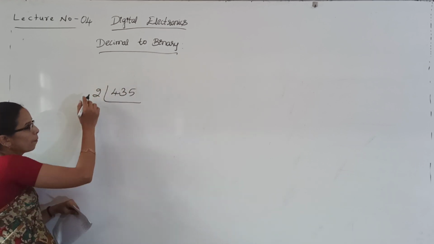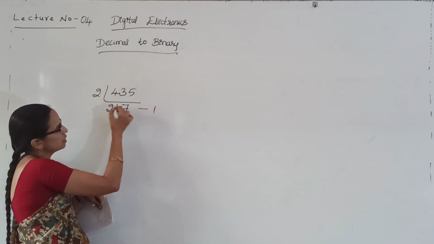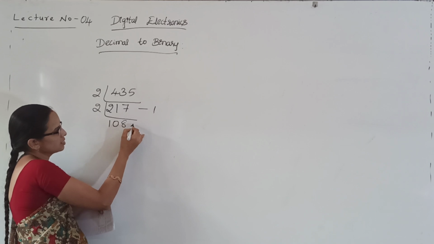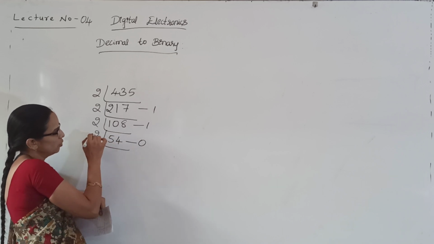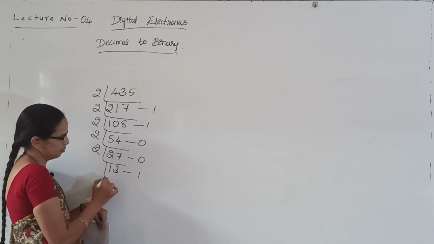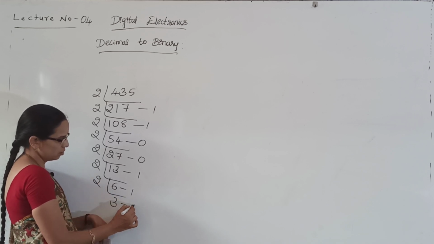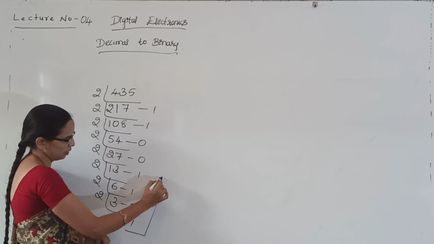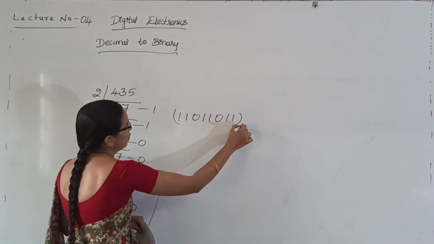Divide this by 2. 2 twos are, 2 ones are, 2 sevens are, 1 is the remainder, 2 ones are 0, 2 eights are, 1 is the remainder, 2 fives are, 2 fours are, 0 is the remainder, 2 27s are, 0 is the remainder, 2 13s are, 1 is the remainder, 2 6s are, 1 is the remainder, 2 3s are, 0 is the remainder, 2 ones are, 1 is the remainder, and it will be 1 1 0 1 1 0 1 1 is a binary equivalent.